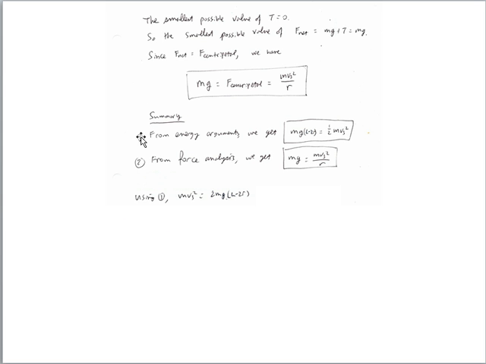Now using the first equation, this one, we have m v3 squared equals 2mg times (L minus 2r). So I brought the factor of 1/2 over to here to get this result. Now plug this into 2. Plug that into here. So mg equals m v3 squared over r, and we plug this in.